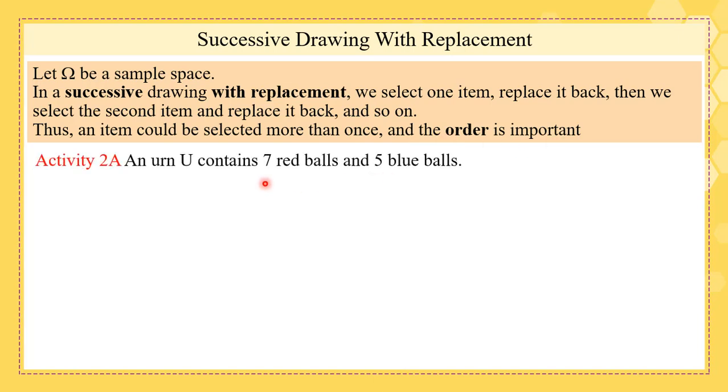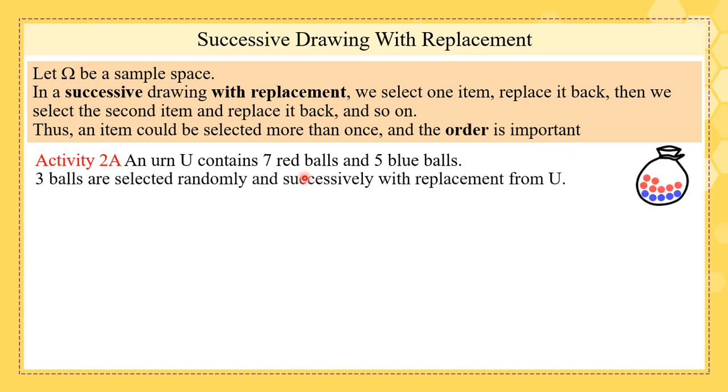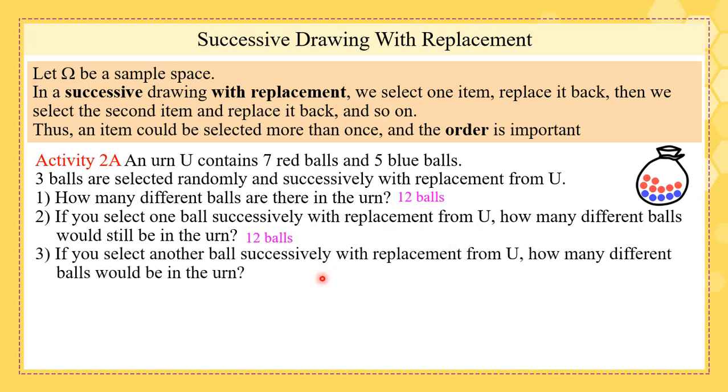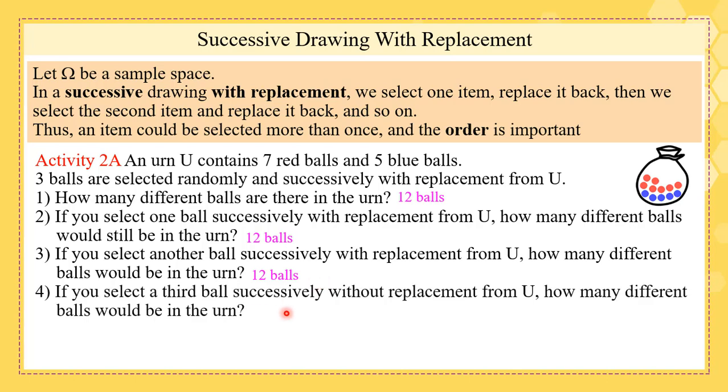Let's see this activity. An urn contains 7 red and 5 blue. 3 balls are selected randomly and successively with replacement from the urn. The first question, how many balls do we have in the urn? We see that we have 12 balls. Now, if we select one ball successively with replacement from the urn, how many different balls would still be in the urn? We're going, in fact, to have 12 balls because we've replaced the ball back. Then if we select another ball, also we're going to have 12 balls. And if we select a third ball, we will have 12 balls.